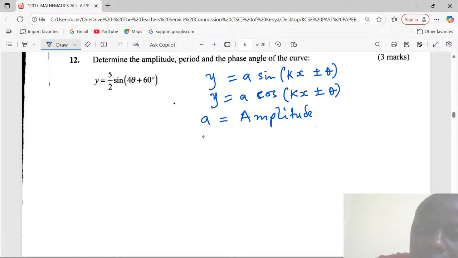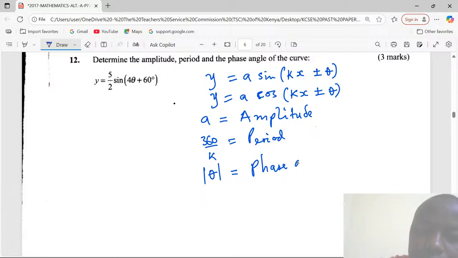When we take 360 and divide by k, we get what we call the period of the trigonometric wave. And finally, when we take the absolute value of the angle, we get what we call the phase angle.